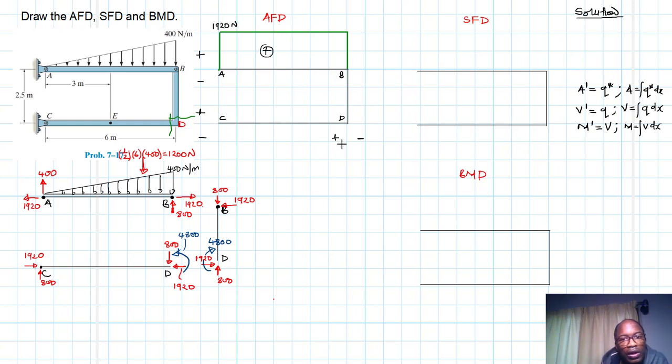So now let's go to D. We are starting from D to B, going up. At D, what do we have? At D we have 800, and this is in compression. 800 is in compression. We've seen the member is being compressed. So let's say 800 goes up to here. So we have this value of 800 here. Let's give it the number 800 newtons.